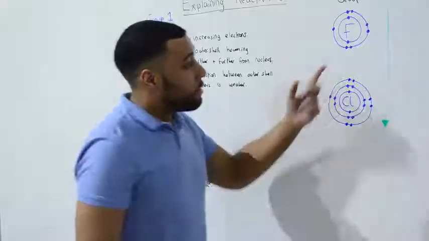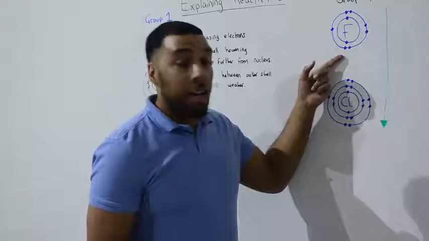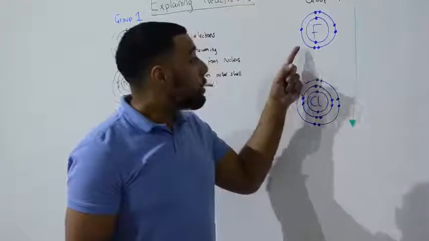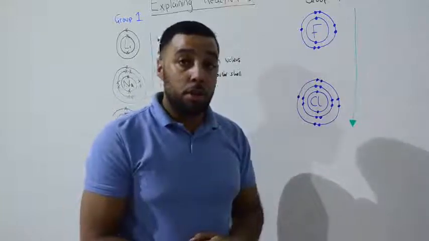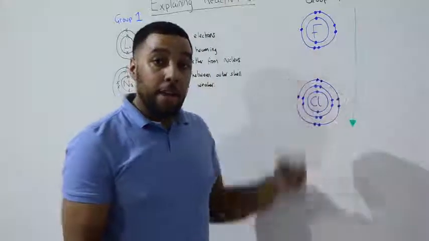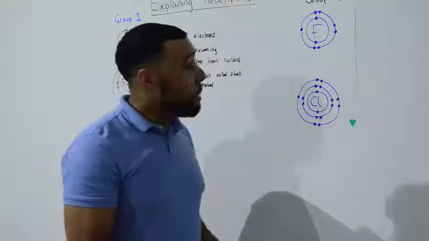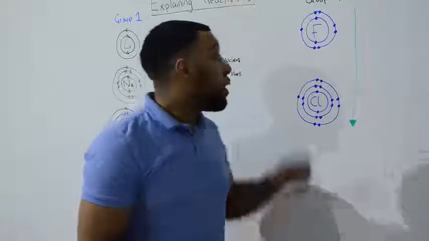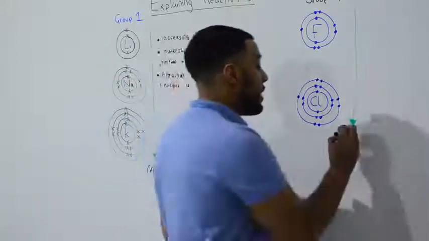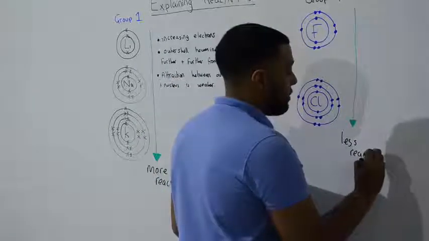But what about the group 7 elements? Group 7 elements, they all want to gain 1 electron to have a complete outer shell. When the group 7 elements gain an electron, they form a -1 ion. And if you remember from our previous video, we said that as you go down group 7, the elements get less reactive.